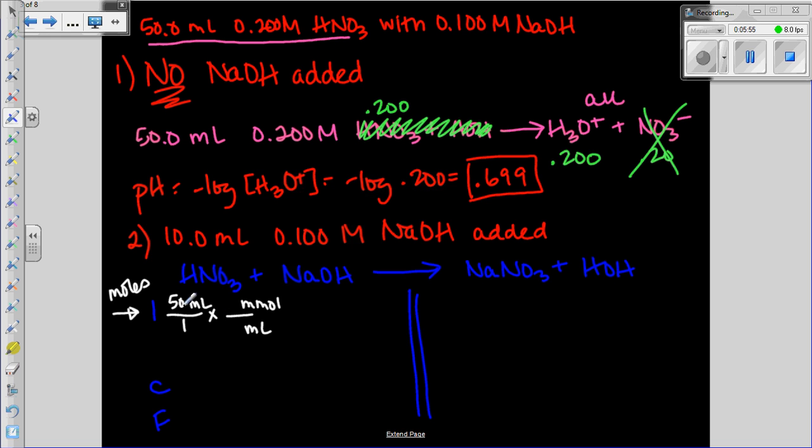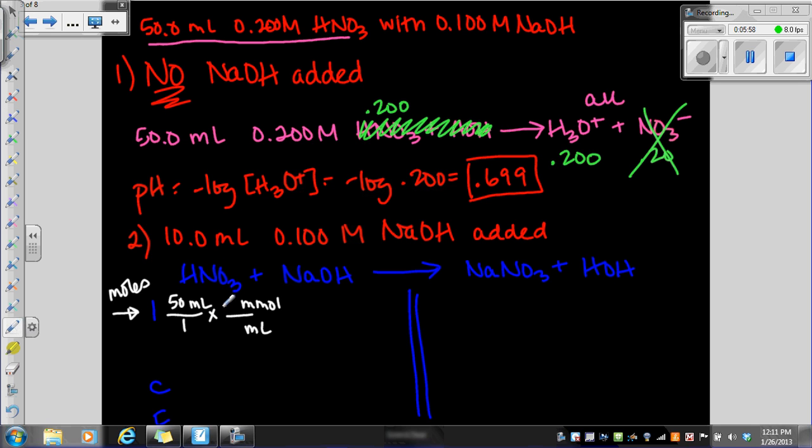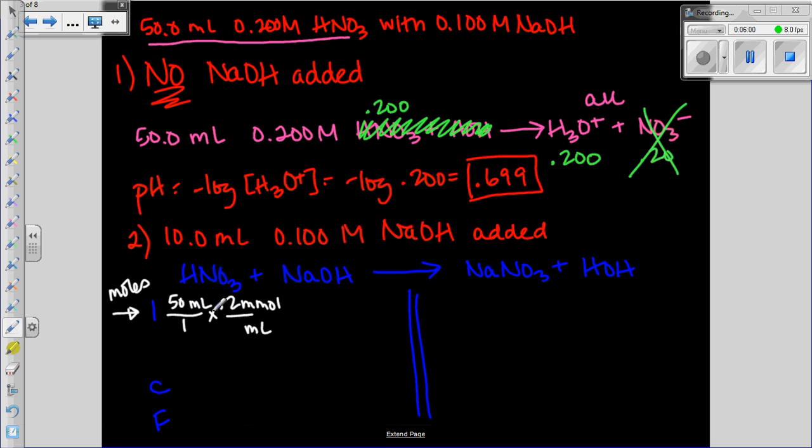Okay, so I've got 50 milliliters of nitric acid and it's 0.2 molar. So my milliliters will cancel. I am left with millimoles. 50 times 0.2 is going to give me 10. Now, I'm not going to worry about sig figs right now. I'm going to come back and do them later.